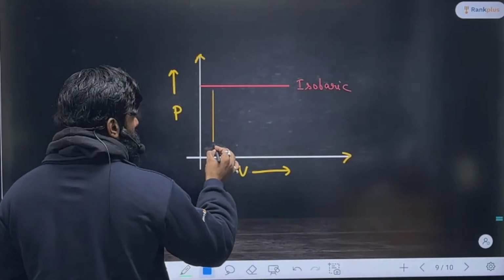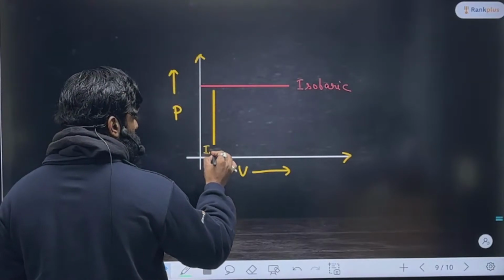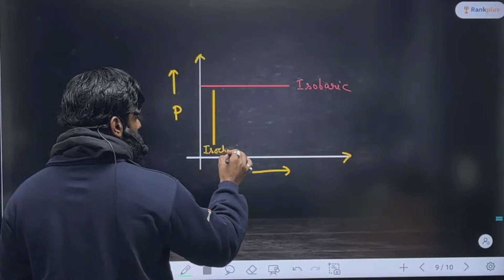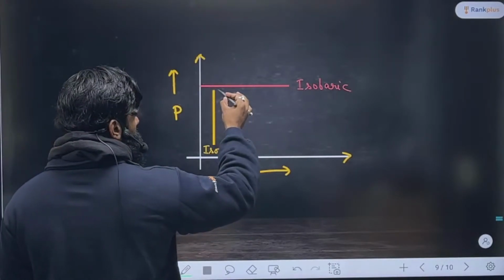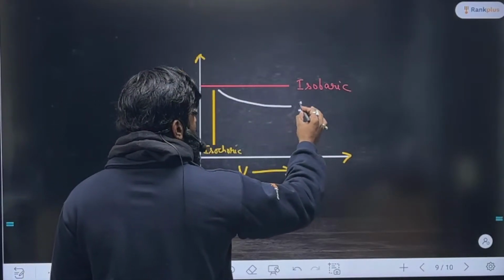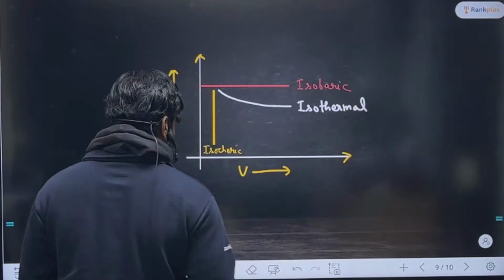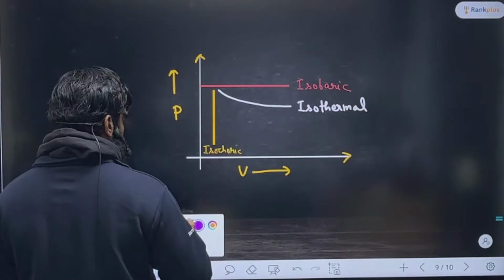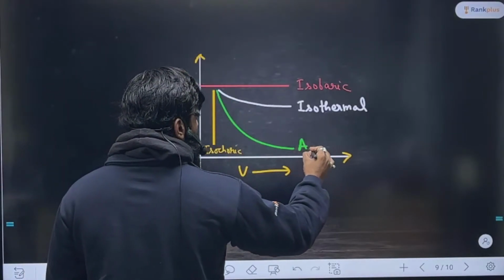Now this graph is for isochoric. This graph is for isothermal. And this graph is for adiabatic.